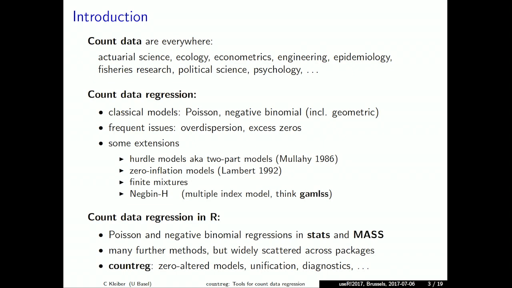Of course in R, there is stuff available beyond the Poisson and the negative binomial model, but as always, the challenge is to find stuff because it's scattered across a wide array of packages. What we offer here is some amount of unification.